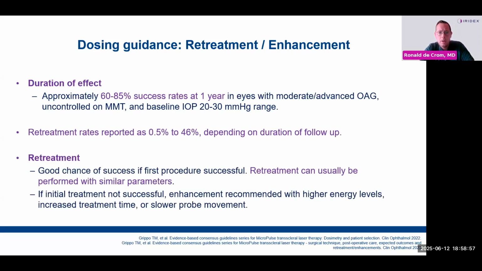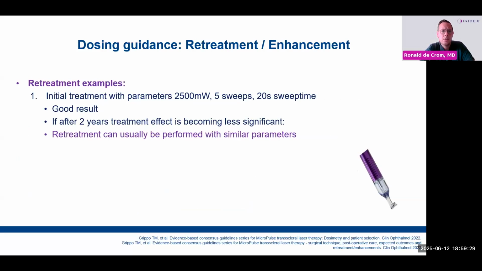So for example, if the first procedure was very successful and the treatment effect fades away after a period of time, retreatment can usually be done with similar parameters to those used at the first treatment. But if the first treatment was not successful, you can make an enhancement with higher energy settings, an increase of treatment time, or a slower sweeping time. And here are 2 examples.